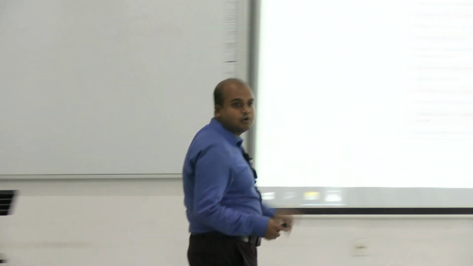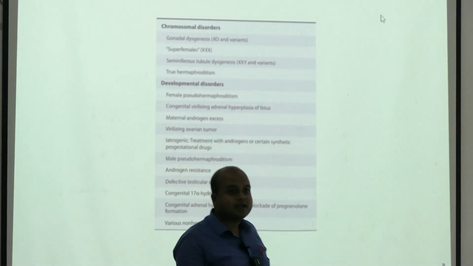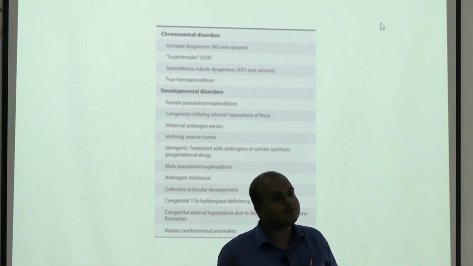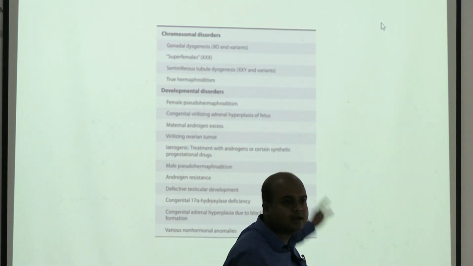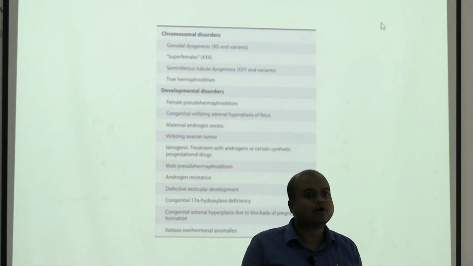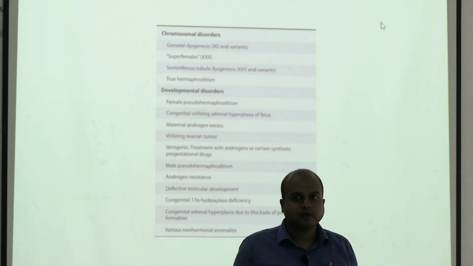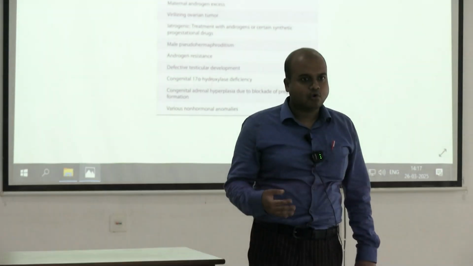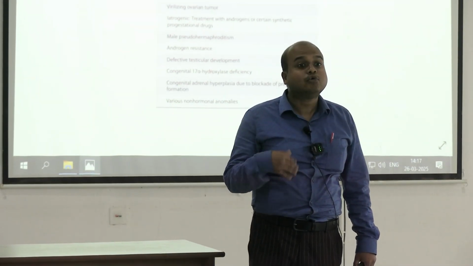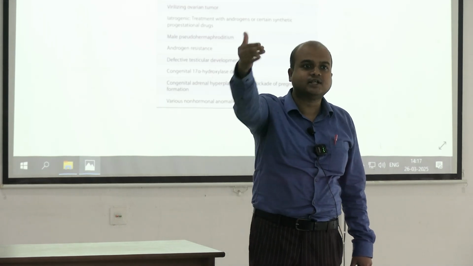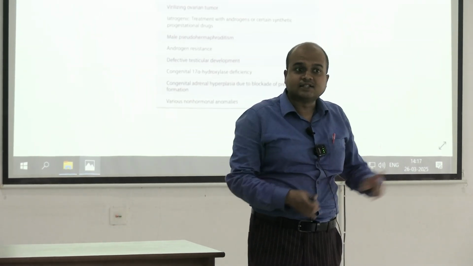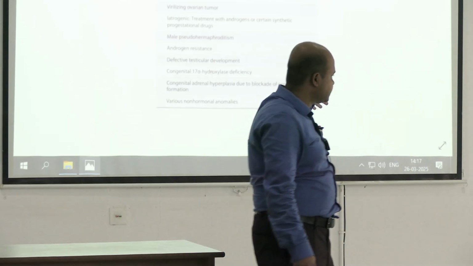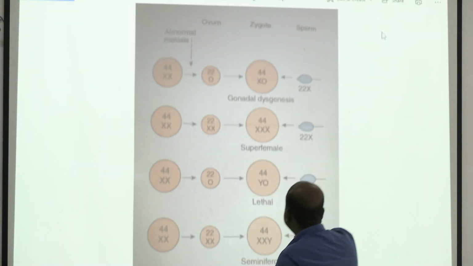So we talked about the chromosomal disorders. Chromosomal or hormonal; some books classify as hormonal, developmental, depending on hormones in fetal life: excess androgens or lack of androgens, androgen insensitivity. That means androgens are there but receptors are not working. So we discussed the chromosomal disorders last day. Next slide. Chromosomal disorders are, see this.